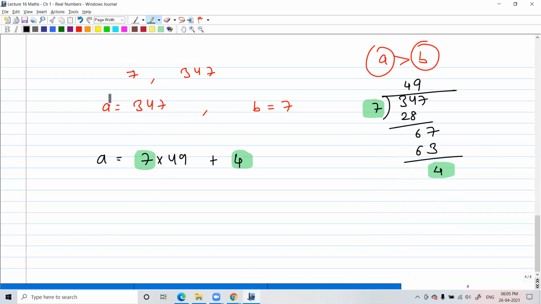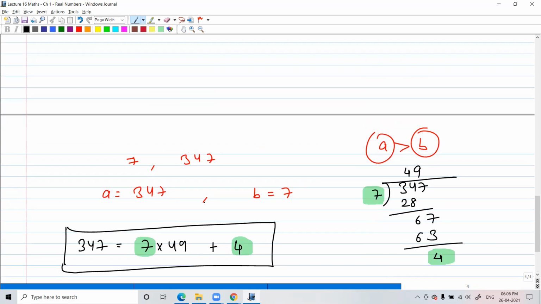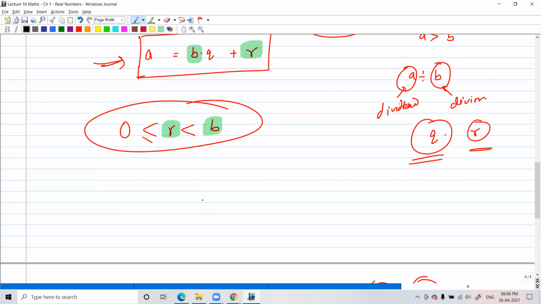How do we write it? Sir, in terms of polynomials, it will be different, isn't it? No. Sir, in terms of polynomials, it is necessary there also that the remainder will be less than the divisor. See, in terms of polynomials, when we have variables, they don't have any fixed value, right?